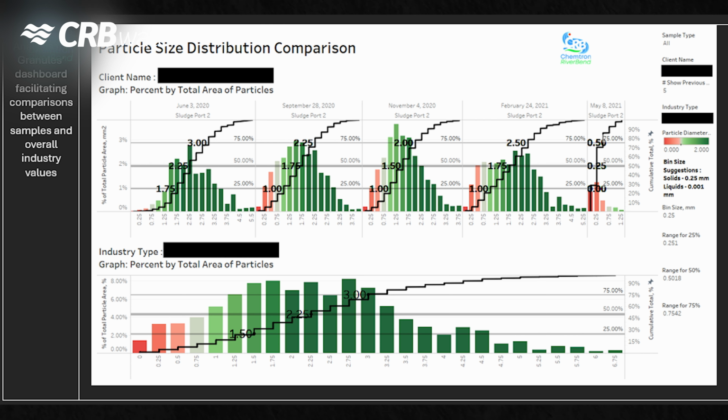So here are the dashboard specifics. The dark lines in the histogram charts indicate the cumulative percent of total granule area for each sample. These lines are also called Pareto curves.